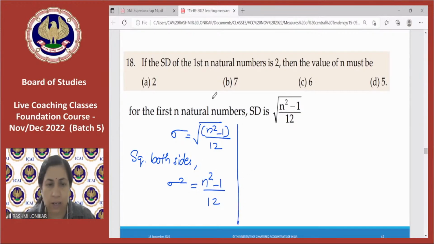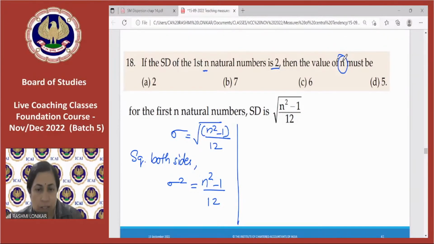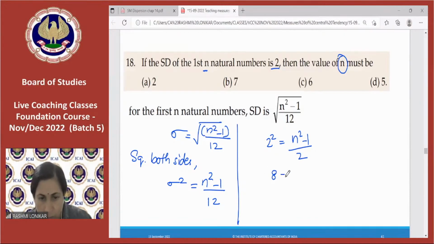Now what they are saying is, if the standard deviation of the first n natural numbers is 2, then find the value of n. So they are asking you to find the number of natural numbers we have taken. So standard deviation is given to you as 2. So 2 square is equal to n square minus 1 upon 12. So what do I do? I cross multiply. 2 square is 4. 4 into 12 is 48. Okay. So 48 is equal to n square minus 1.